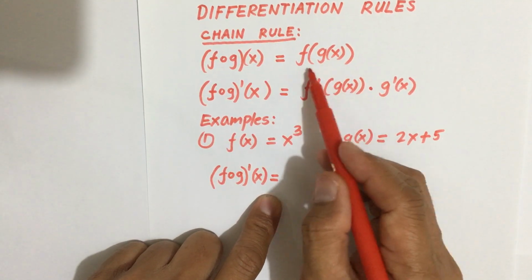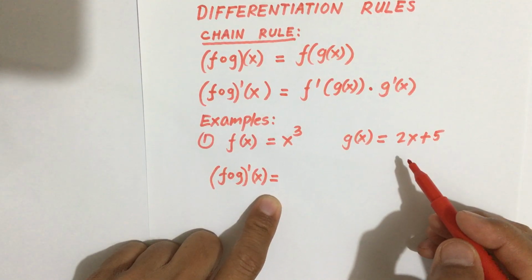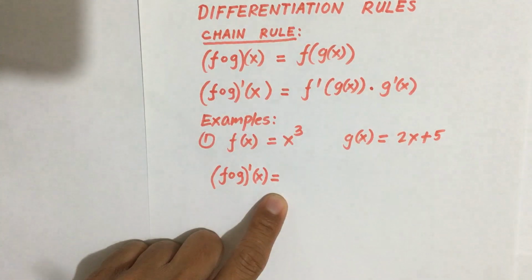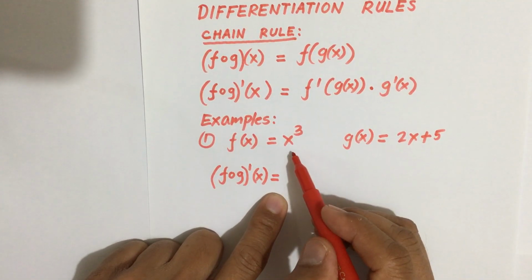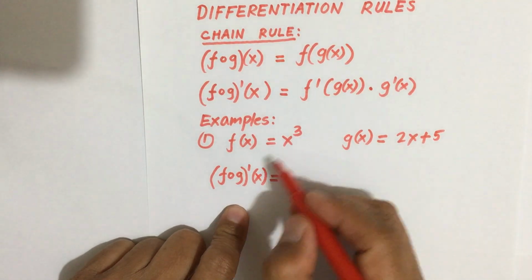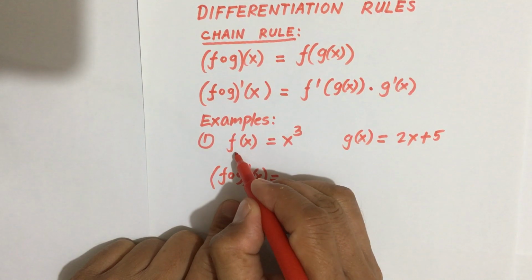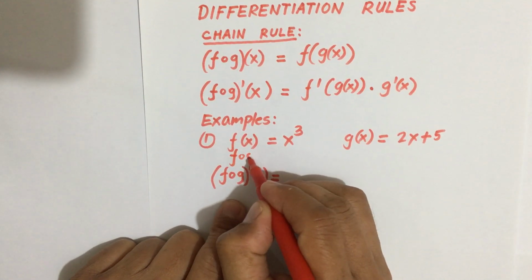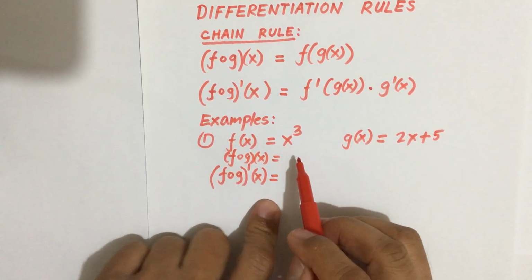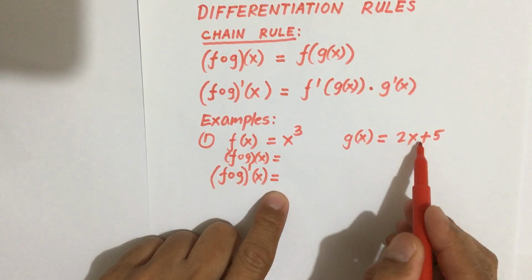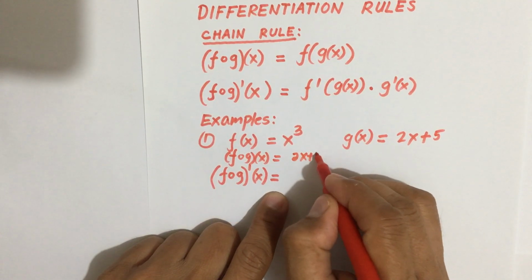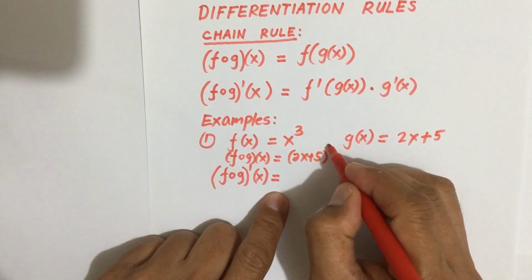So what does it mean? It means that we have to substitute this one here and then take the derivative of that. Let us write it this way first. We have f composed with g of x is equal to, so you substitute the value of g(x) here, so we have 2x + 5 raised to the power 3.